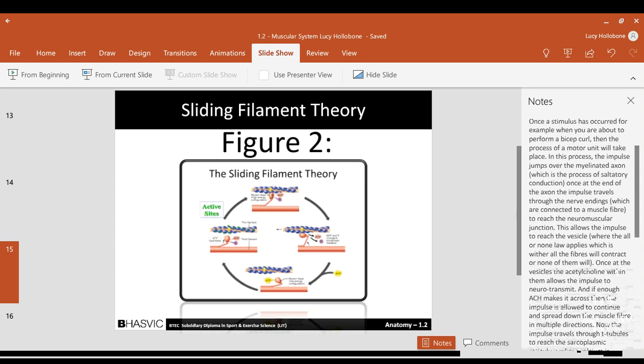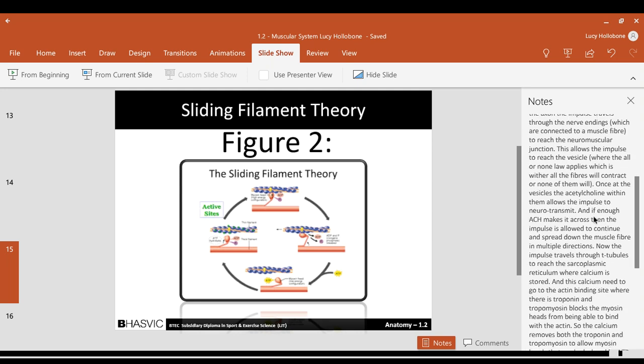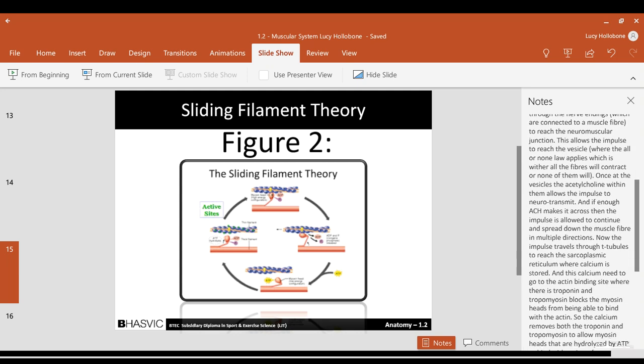Once a stimulus has occurred, for example when you are about to perform a bicep curl, then the process of a motor unit will take place. In this process, the impulse jumps over the myelinated axon, which is the process of saltatory conduction. Once at the end of the axon, the impulse travels through the nerve endings, which are connected to a muscle fiber, to reach the neuromuscular junction. This allows the impulse to reach the vesicles, where the all or none law applies, which is either all the fibers will contract or none of them will.